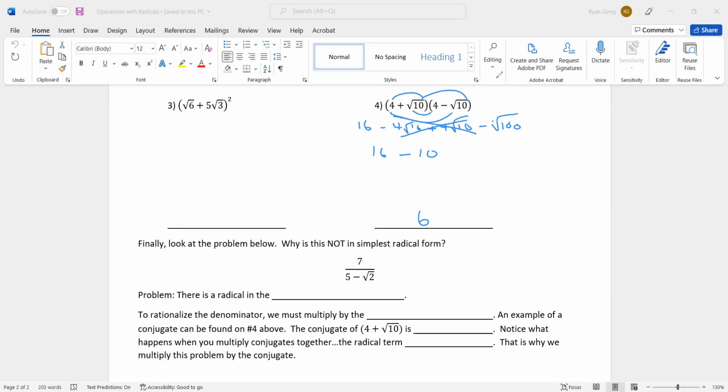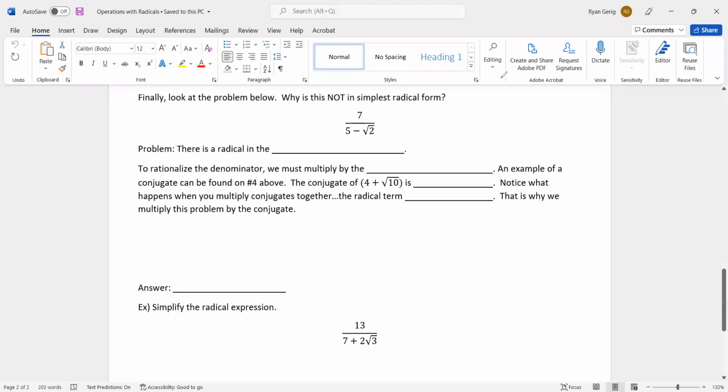Okay. So we're going to look at this problem below and connect what we just did with number 4 to what we're doing here. Before I do this one, I am not going to test you on this, but it is good to see this happen. Why is this not in simplest radical form? There is a radical in the denominator. We can't have that. We talked about that in lesson 3.